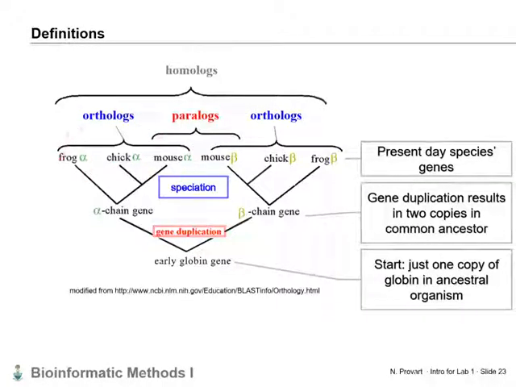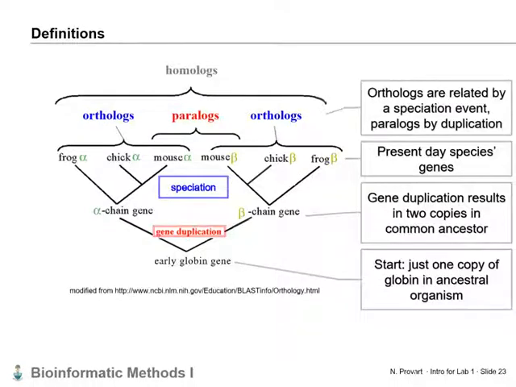The mouse beta, chick beta, and frog beta globin genes are all orthologs of one another, and the mouse alpha and the mouse beta are paralogs of one another. Together, all of these are homologs of one another. So when you're talking about sequences, these are homologous sequences, orthologous sequences, paralogous sequences. These all have very specific meanings, and try not to get those confused.